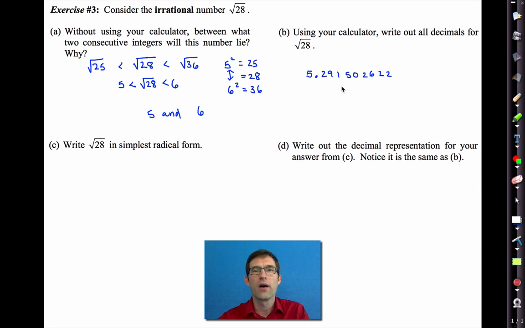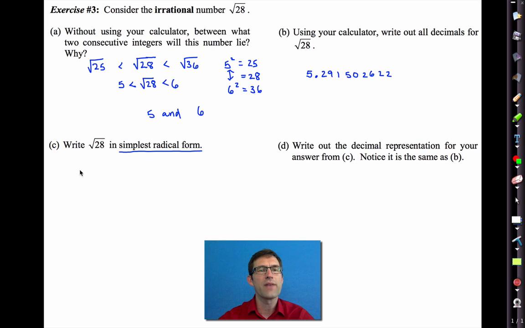All right, so nothing repeating, right? We just want to see that non-repeating pattern. Now, letter C, write the square root of 28 in simplest radical form, right? This is what we did in the last lesson, quite a bit in the last lesson.